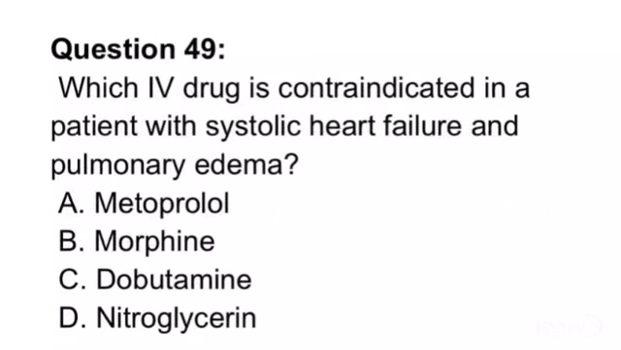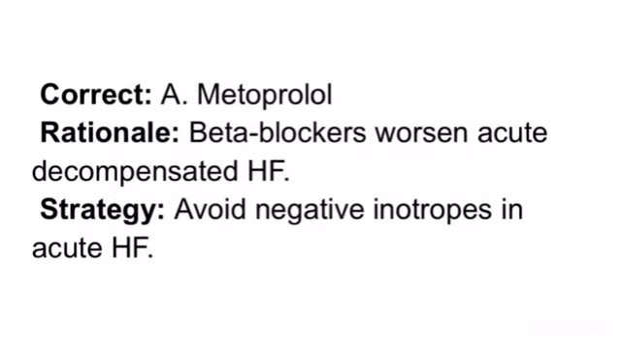Question 49. Which IV drug is contraindicated in a patient with systolic heart failure and pulmonary edema? A. Metoprolol. B. Morphine. C. Dobutamine. D. Nitroglycerin. Correct, A. Metoprolol. Rationale: beta blockers worsen acute decompensated HF. Strategy: avoid negative inotropes in acute HF.